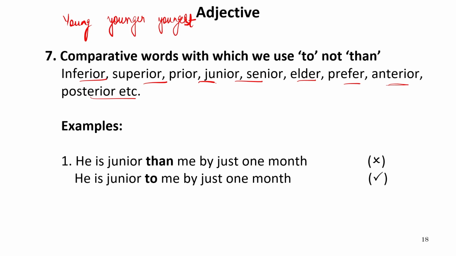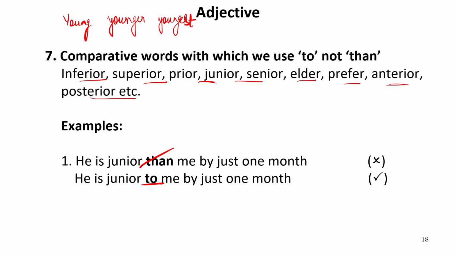For example, he is junior than me. Now, junior than me is incorrect. It should be replaced with 'to'. That is, he is junior to me by just 1 month. One more thing is there. Junior means who works under us. Now, obviously, if he works under us, he should be compared with me, because you can say that someone is at a higher position, someone is at a lower position, so you cannot make them equal or equate them. Therefore, 'than' should be replaced with 'to' because of the comparative words, because these are not degrees.